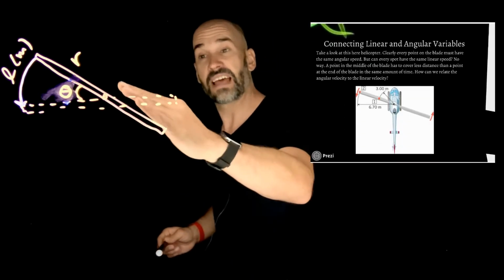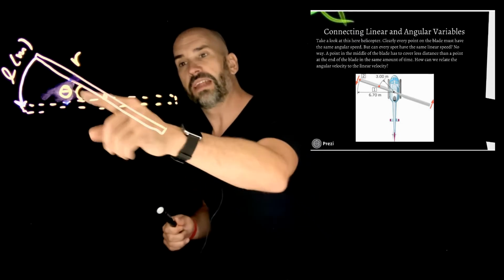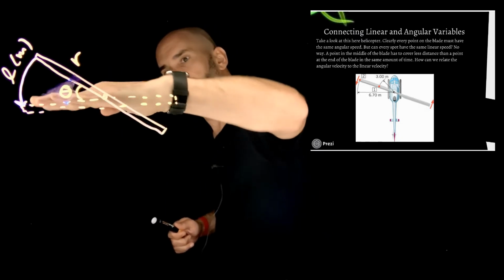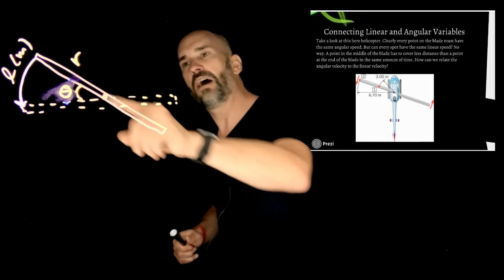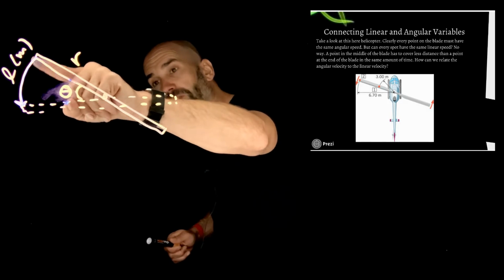So for example, let's say that I have, as is in the slide, connecting linear and angular variables. Let's say I have a helicopter blade, okay? And I know that this helicopter blade turns through a certain number of radians from here to here, okay? Can I find out how far, the linear distance, this point moved from here to here in meters, okay? And the answer is yes, you totally can.